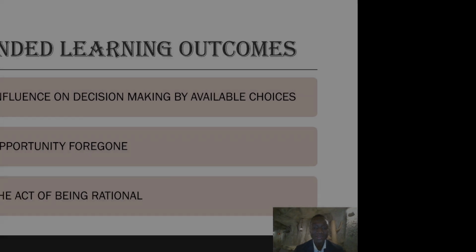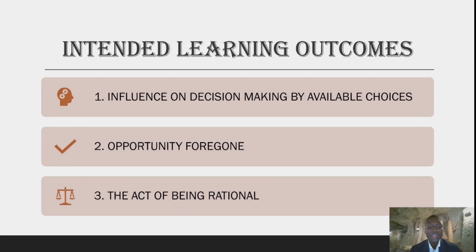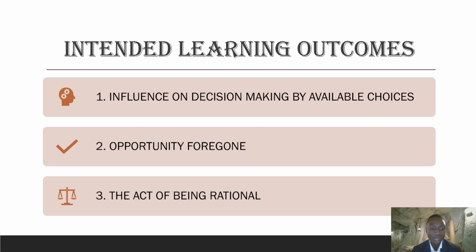So we have the next slide, which is the intended learning outcome. The intended learning outcome of this tutorial is categorized into three places. One, influence on decision making by available choices, opportunity forgone, and the act of being rational. We're going to be talking about how available choices influence our decision making process. Why do we make decisions? How do we make the decision? Can this decision be influenced by our available choices? All these things will be discussed in this tutorial.